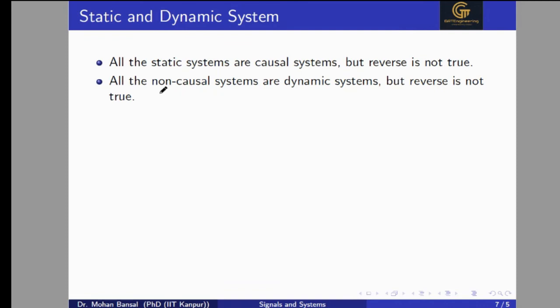Similarly, a non-causal system depends on the future value only, but a dynamic system depends on the past as well as future value.